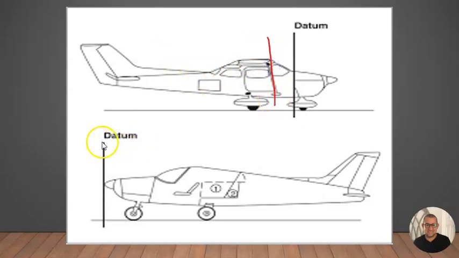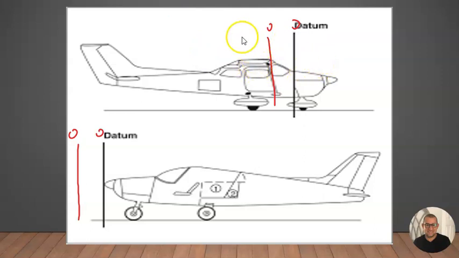here at the tip of the spinner. Sometimes some aircraft may even have it way ahead of the aircraft somewhere, a certain number of inches ahead. Wherever it's at, the datum is always position 0. So generally when you're going towards the back of the aircraft, it's going to be positive. Towards the front, it's going to be negative.